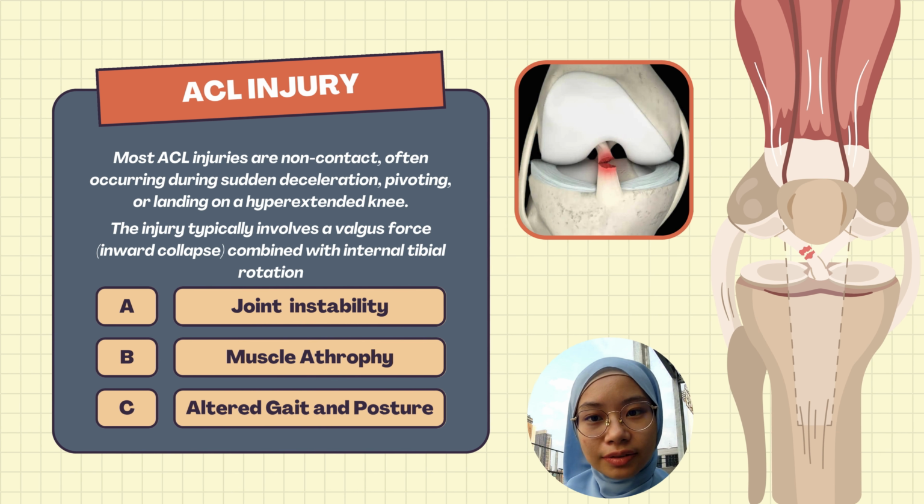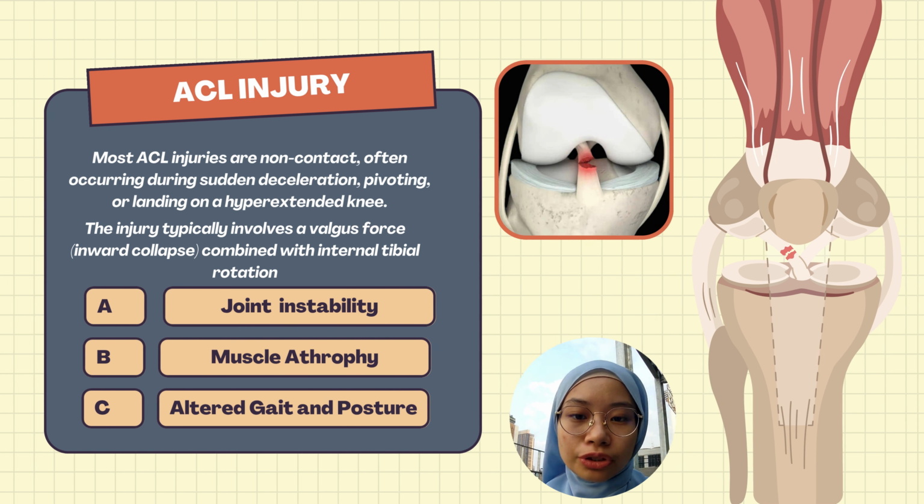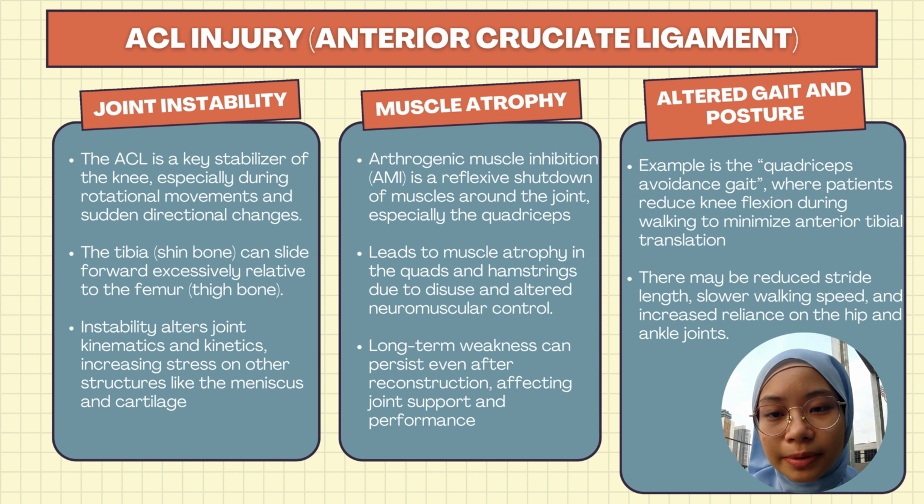Second is ACL injury. Most ACL injuries are non-contact, often occurring during sudden deceleration, pivoting, or landing on a hyperextended knee. The injury typically involves a valgus force or inward collapse combined with internal tibial rotation, which would lead to the ligament being overstretched or sometimes completely torn in certain cases. So there would be three effects, which are joint instability, muscle atrophy, and altered gait and posture. The first effect is joint instability.